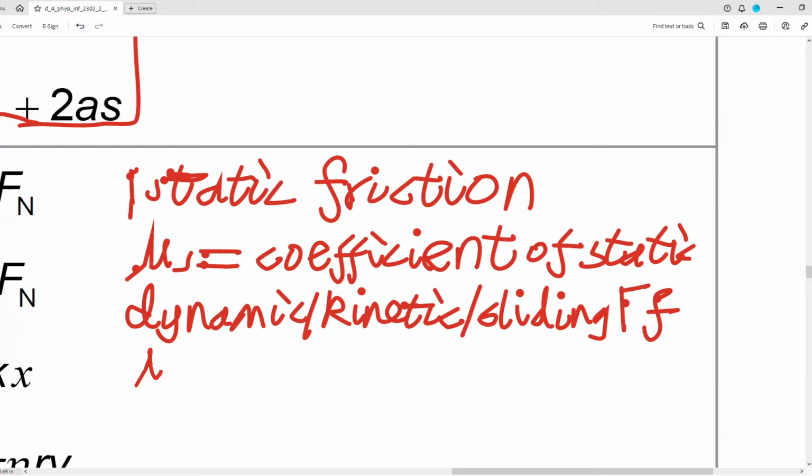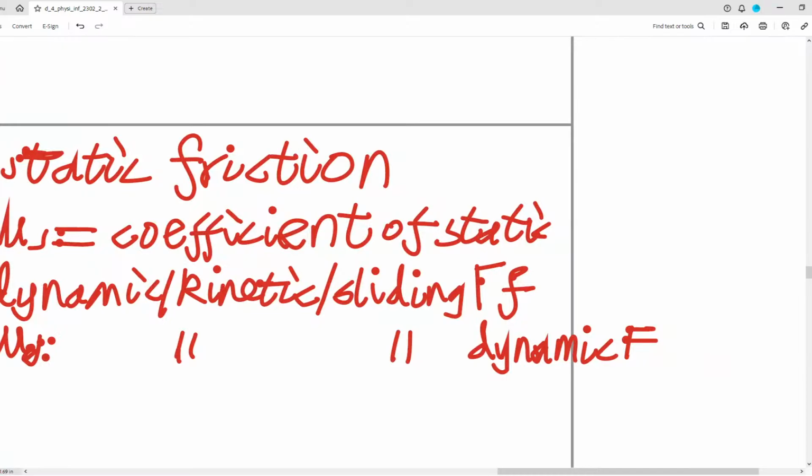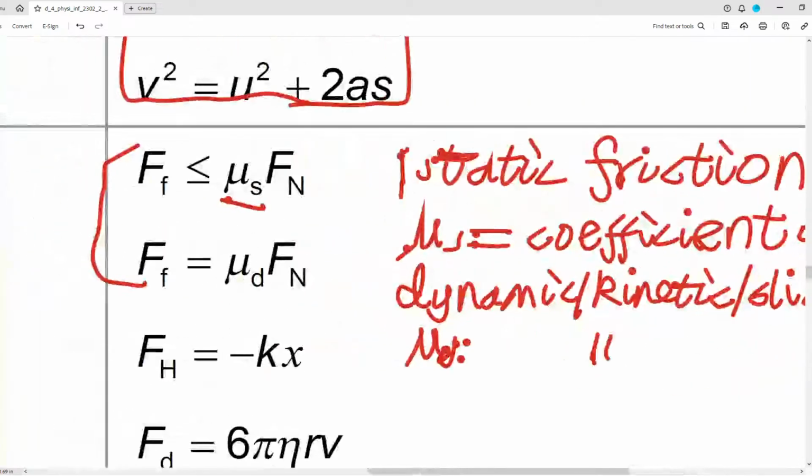So mu s is the coefficient of static friction, right? Mu d is the coefficient of dynamic friction. All right, that's the frictions.